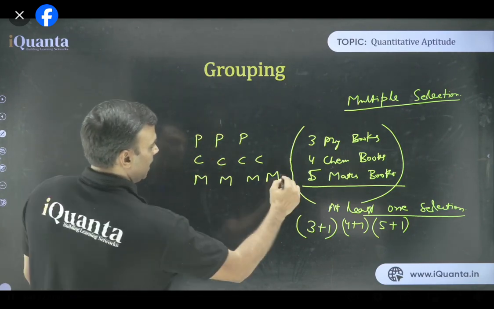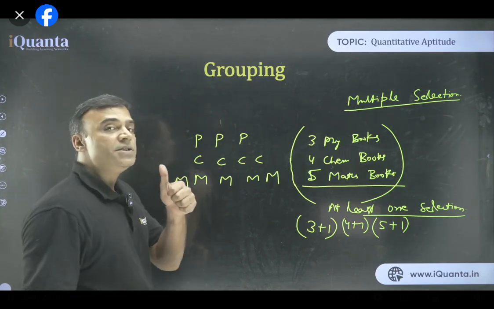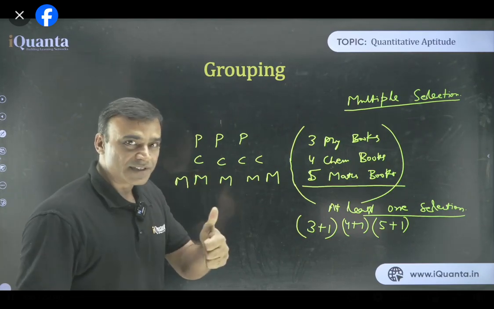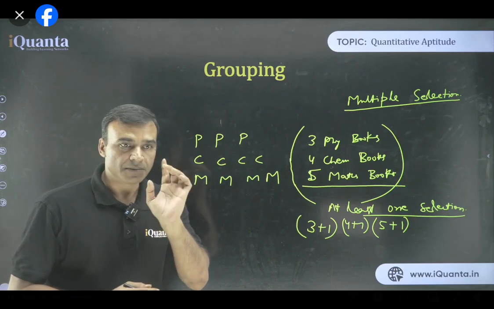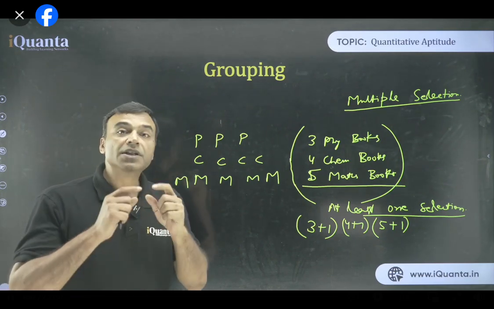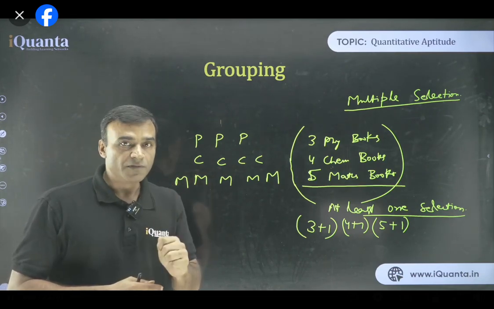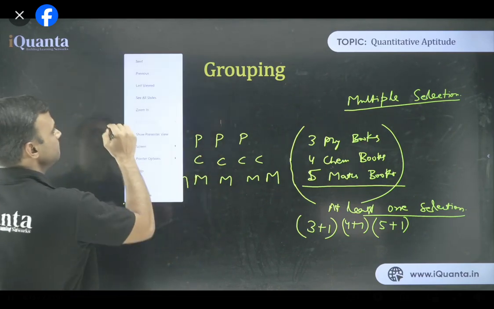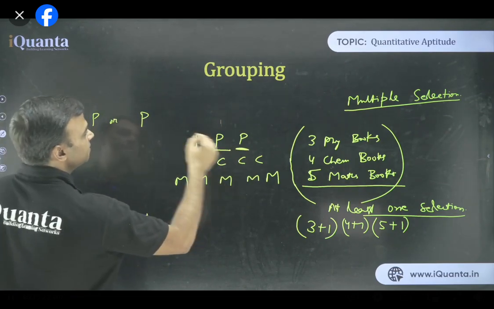So M and one more M, right? Similar books, we can have either 0 physics or 1 physics or 2 physics or 3 physics. So the number of ways to take 0 physics book is 1. Everyone try to understand that: the number of ways to not take any physics book is just 1. The number of ways to take 1 physics book is 1. Whether you take this P, or this P, or this P, does it make any difference?